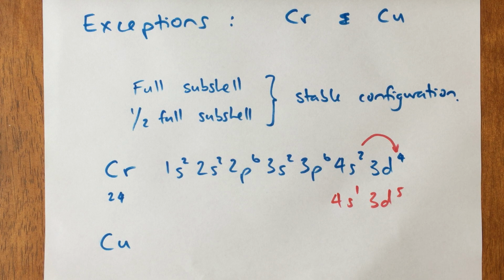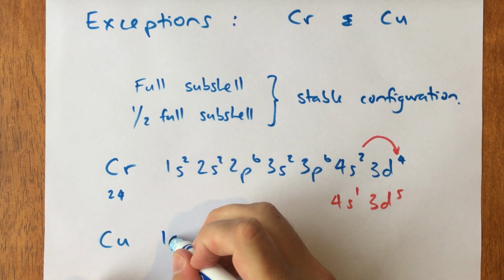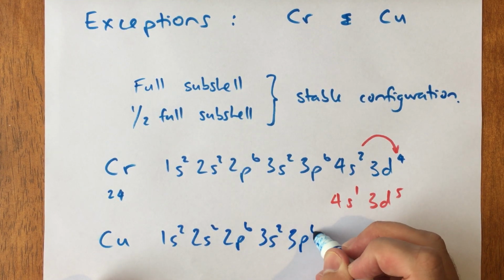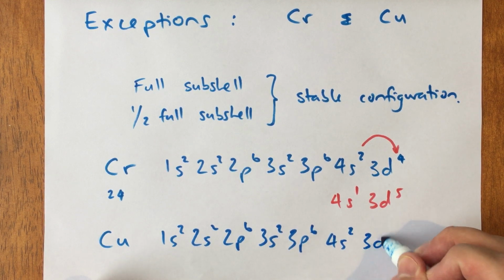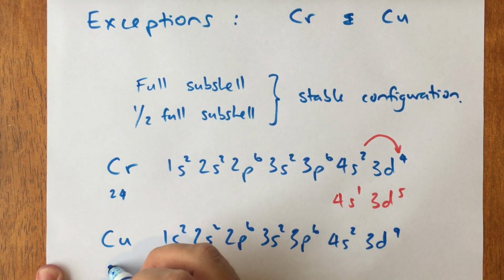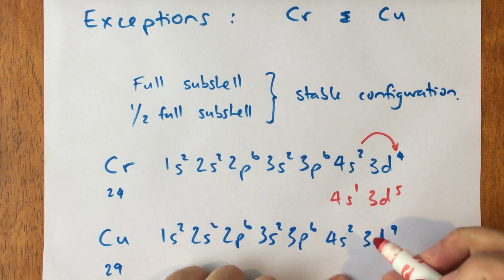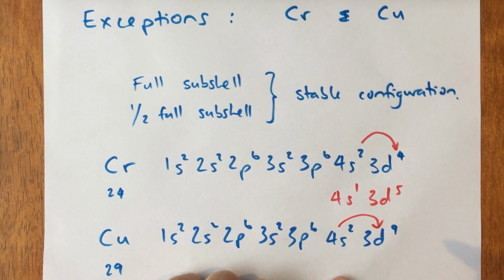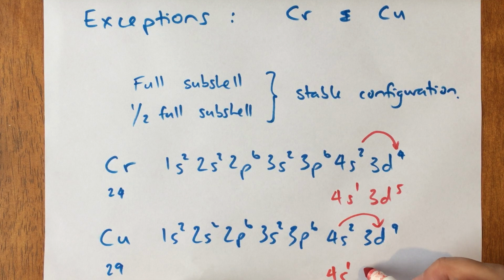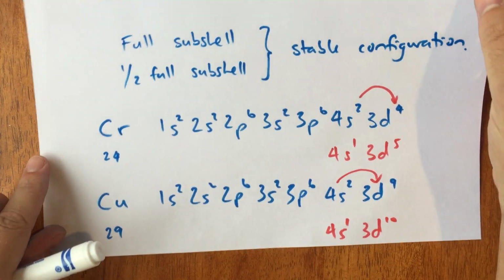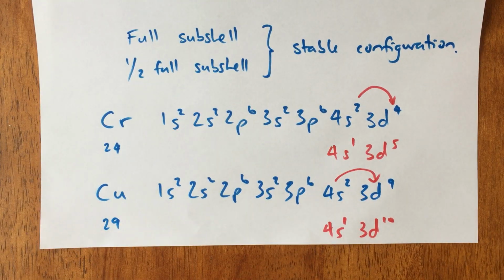So that's an exception. Copper's the same. Now copper is the same configuration up to a later point, so I'll just quickly write it here. This is what it should be, 4s2, 3d9, because copper has 29 electrons. Again, copper will move 1 electron from its S subshell to its D subshell to become 4s1, 3d10. So that it gets a half-filled subshell and a fully filled subshell, rather than a full and a neither. So those are the two exceptions to the electron configuration order of filling, and you need to be aware of those two exceptions.